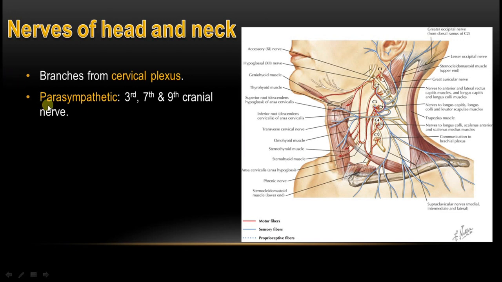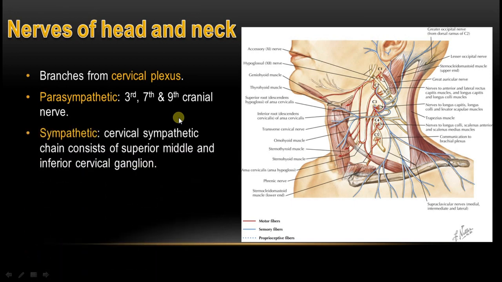Then the parasympathetic component is mainly taken care of by the peripheral parasympathetic ganglia. Four ganglia are there, and they are mainly functionally related to these three cranial nerves. That is the third, seventh and the ninth cranial nerve: oculomotor, facial and glossopharyngeal nerve. Parasympathetic. Sympathetics is from the sympathetic chain, the cervical sympathetic chain which you come across in the neck.